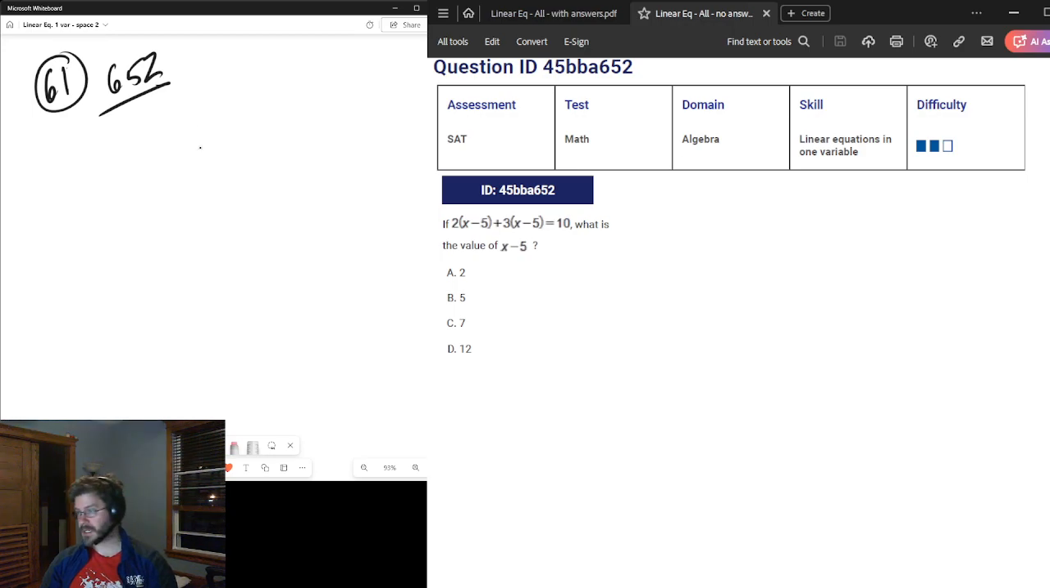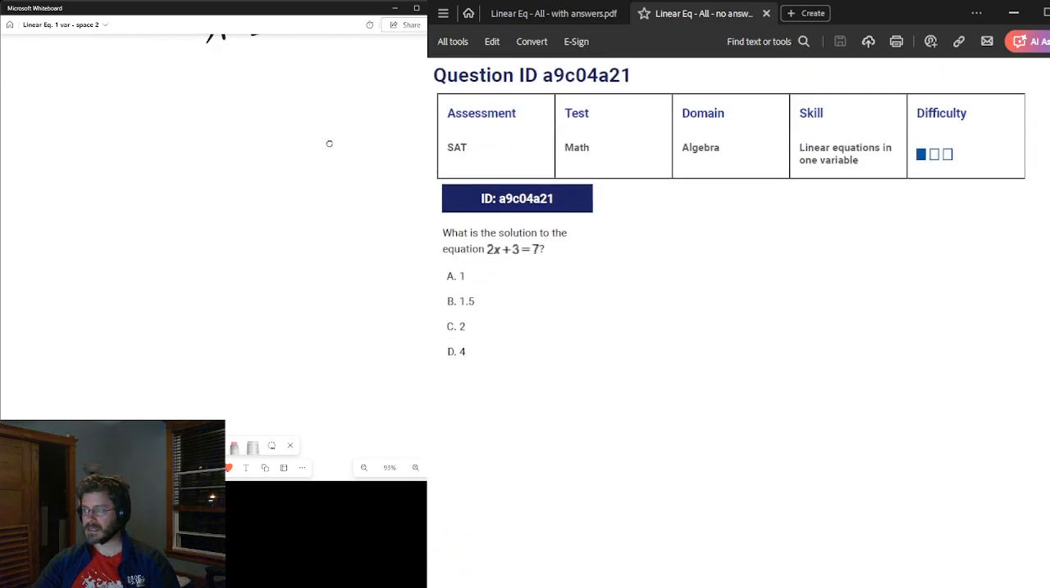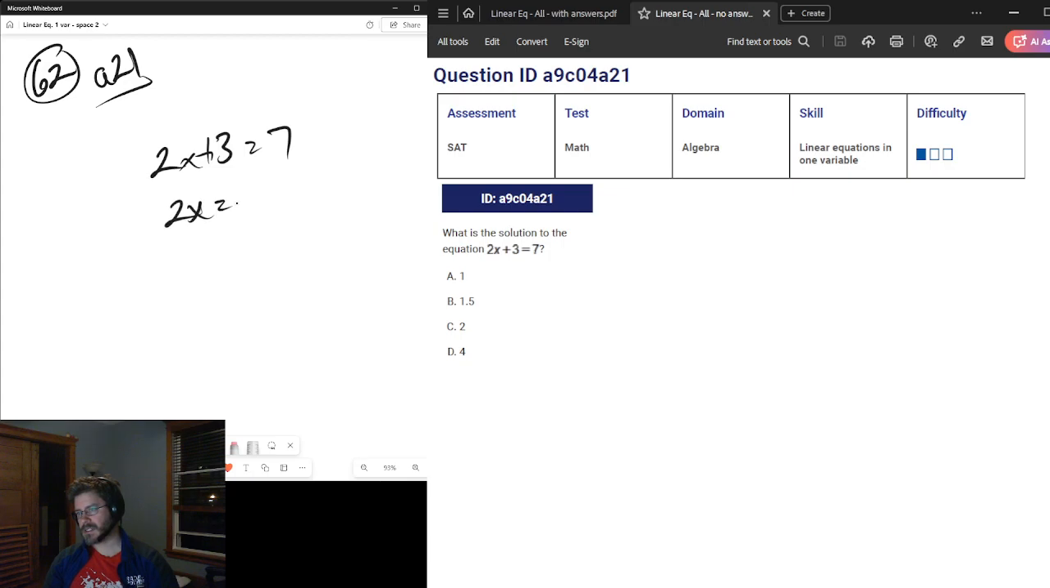Here we can use the trick. Notice that we've got x minus 5 is what we're solving for. So I can do 2a plus 3a equals 10. So that's 5a is 10, a is 2. Don't care what x is, just substitute it out. A21. 2x plus 3 equals 7. 2x equals 4. X equals 2. Little algebra stuff.